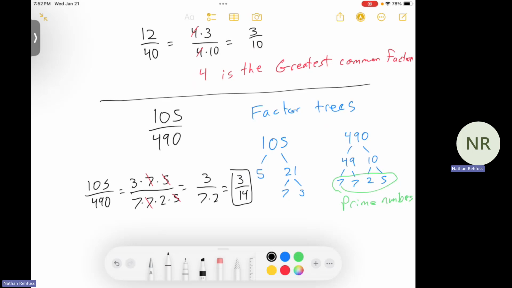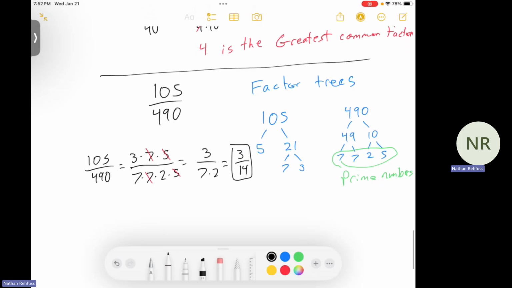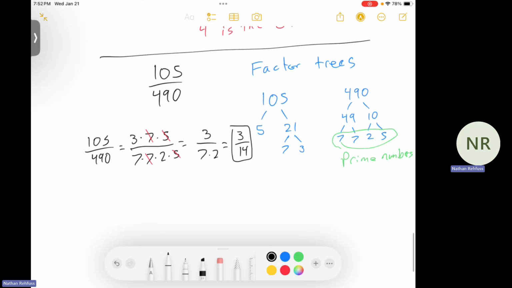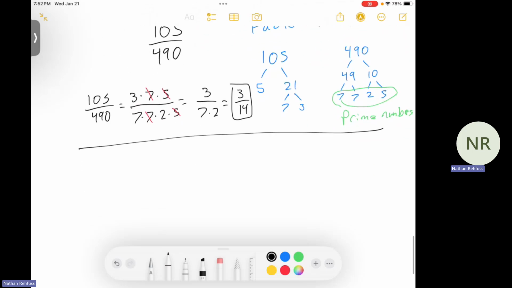The factor tree let me get there all in one step of canceling instead of looking for factors one at a time, which for very large fractions is going to save me a lot of time. So now we know how to multiply and reduce fractions. Let's talk about how to divide.